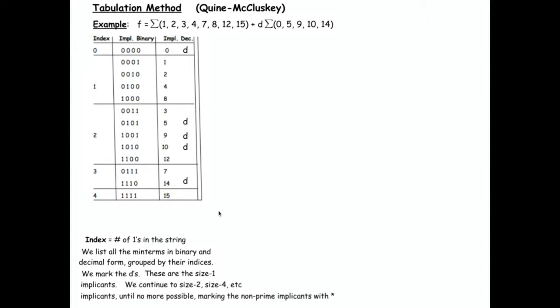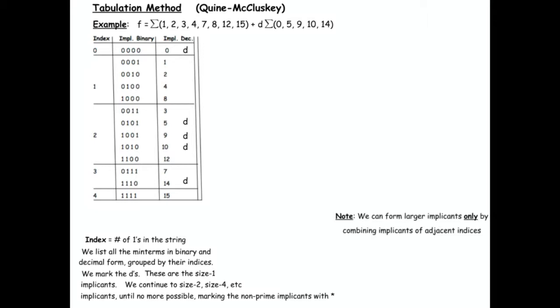Now we're going to try to find, as I just said, larger implicants of size 2, 4, and greater if possible. We're going to try to find larger and larger implicants until there is nothing else to find. And as we find better ones, the ones that we don't need anymore, the smaller ones, we're going to mark with a star. Okay, so let's try that.